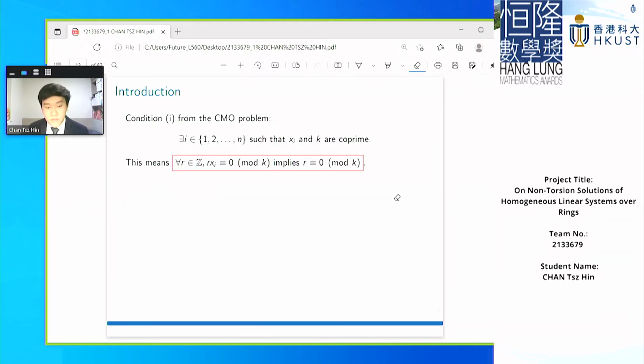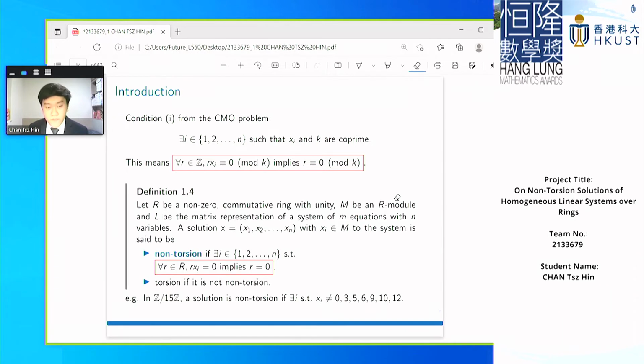So to generalize the problem, we focus on the first condition and we can rewrite it into this form. Then we can rephrase the problem for a general ring. We'll define a solution to be non-torsion if the rephrased condition is satisfied. For example, in Z/15Z, a solution is non-torsion if there is a coordinate x_i which is not a zero divisor. And indeed, this definition works for any ring. So a solution being non-torsion just means that one of the coordinates is not a zero divisor.